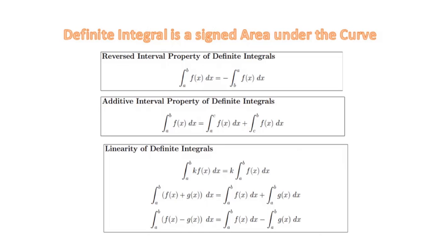First of all, let's go over the properties of a definite integral. Remember, definite integral is assigned the area under the curve. For the graph above x-axis, the definite integral will be positive. For the graph below x-axis, the definite integral is negative.